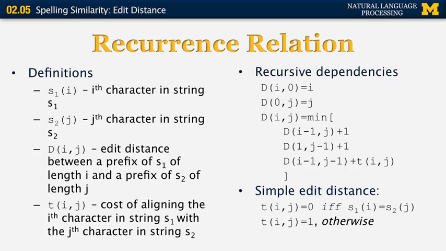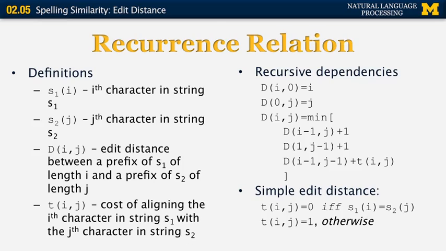So the recurrence relation used in the Levenstein method uses the following definitions. So S1 sub i is the ith character in string S1. S2 sub j is the jth character in string S2. D sub ij is the edit distance between a prefix of S1 of length i and a prefix of S2 of length j. T sub ij is the cost of aligning the ith character in string S1 with the jth character in string S2. And let's see how those are computed.